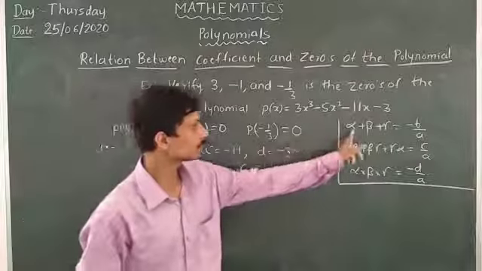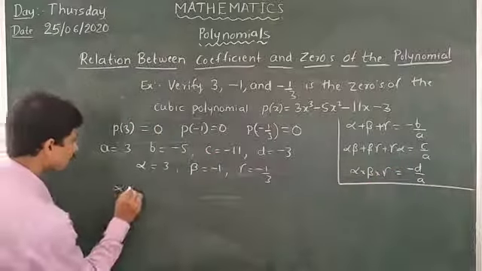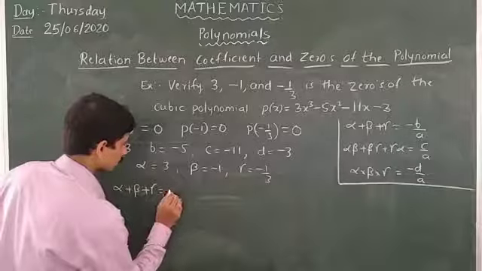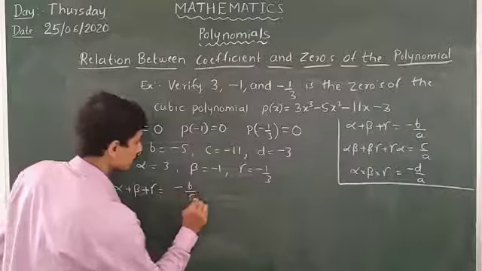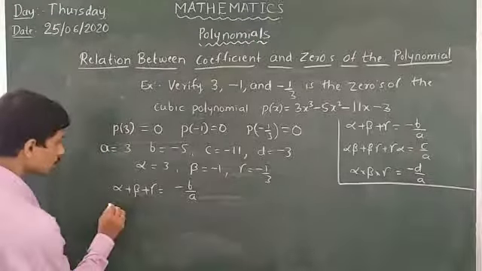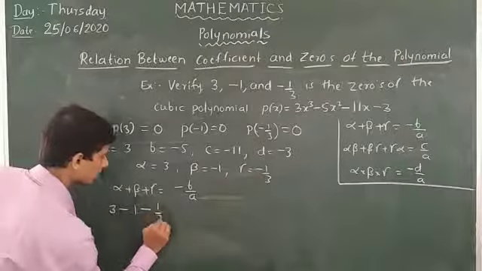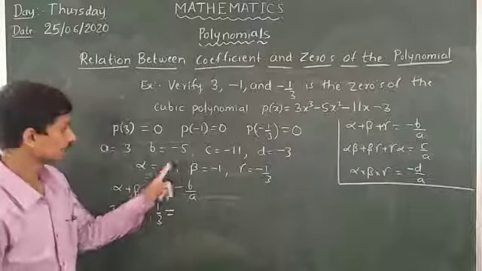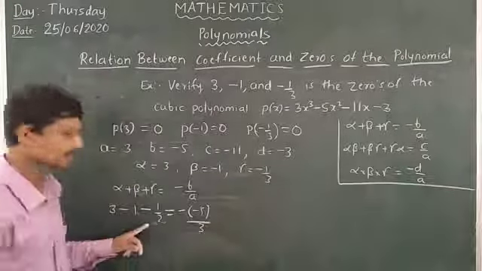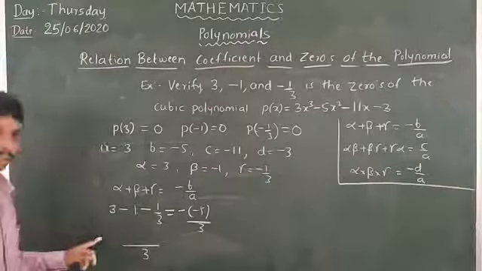Firstly, the first formula, that is the sum of the zeros of the polynomial, alpha plus beta plus gamma is equal to -b/a. So just insert all the values in the equation. 3 plus of -1 minus 1/3 is equal to minus of b, which is -5/3. Just take the LCM on the LHS side, 3 as the LCM here.